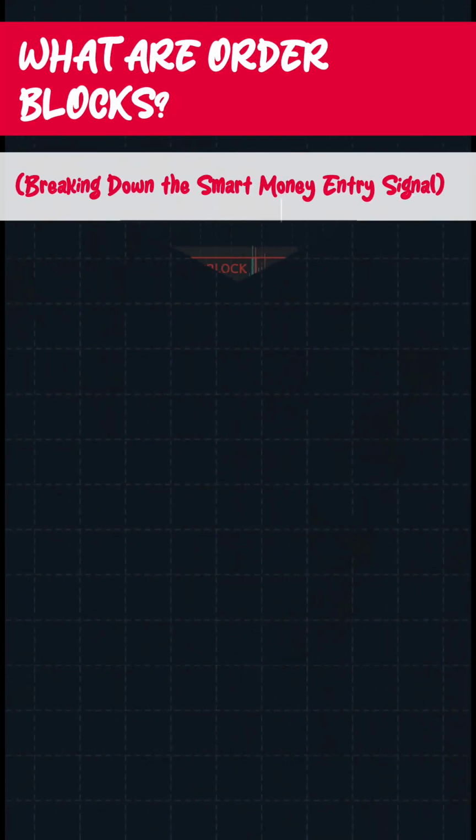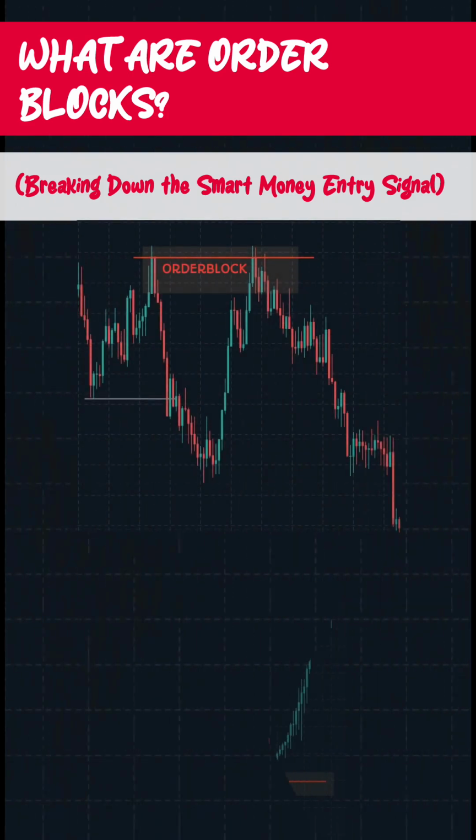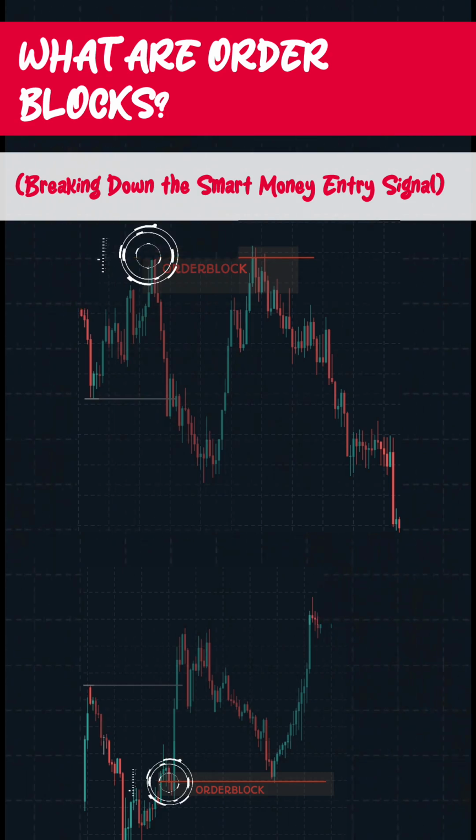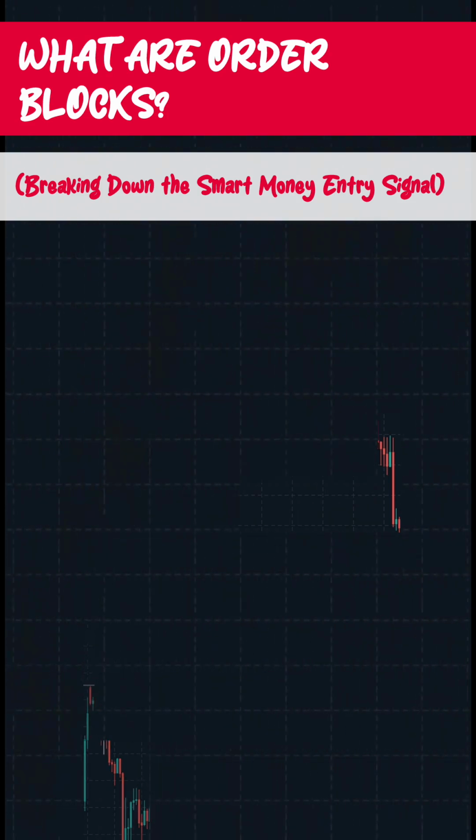What are order blocks? Breaking down the smart money entry signal. Alright, let's cut to the chase. Order blocks are one of the most critical components in smart money trading, but what exactly is an order block? It's simple. An order block is an area on the chart where smart money, the big banks, institutions have placed huge buy and sell orders.